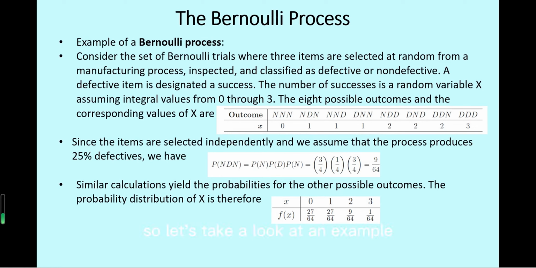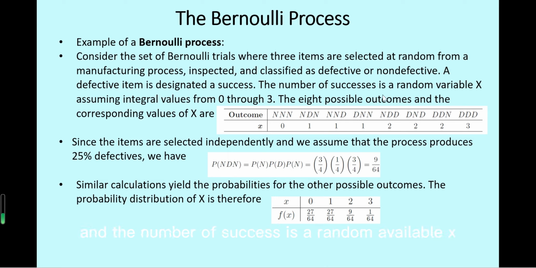So let's take a look at an example. Consider a set of Bernoulli trials where 3 items are selected at random from a manufacturing process, inspected, and classified as defective or non-defective. So here, the defective item is designated as a success. In a Bernoulli process, success does not mean good or not good. Success is just the result which we are interested in. So usually, for example, the defective item is the result we are interested in. So we call this a success.